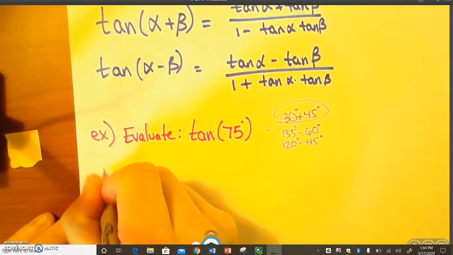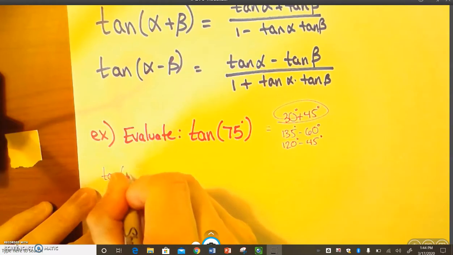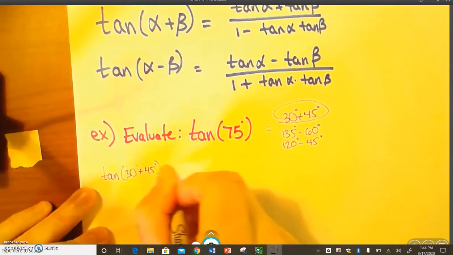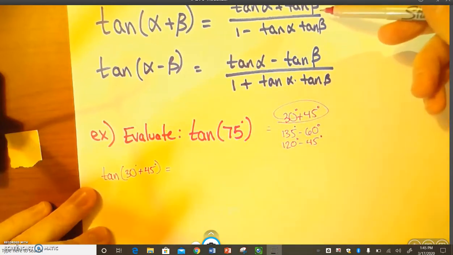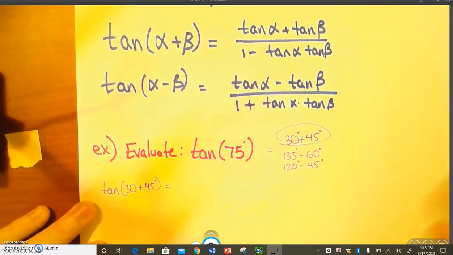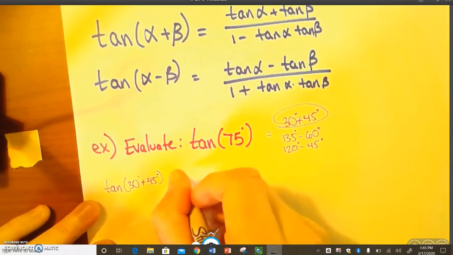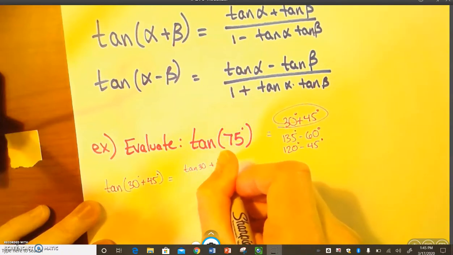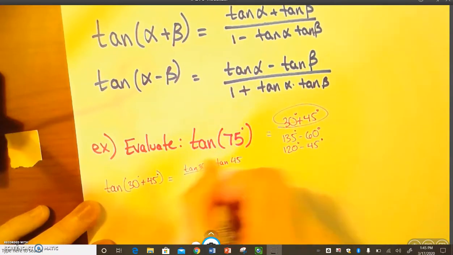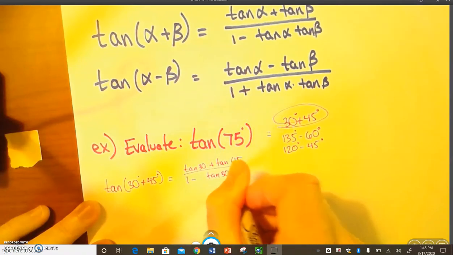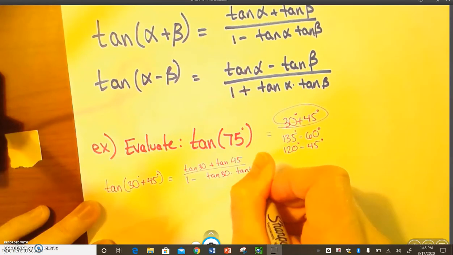So obviously then we have tan of 30 degrees plus 45 degrees equals, and I'm going to use my upper formula here, tan A plus tan B all over 1 minus tan A times tan B. So we have tan 30 plus tan 45 all over 1 minus tan 30 times tan 45.